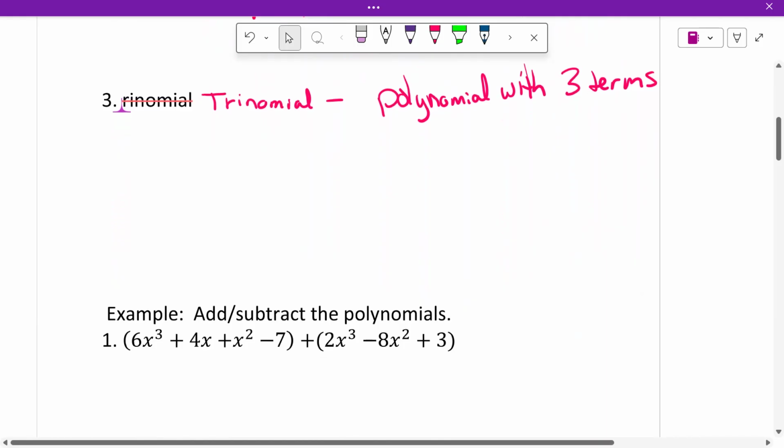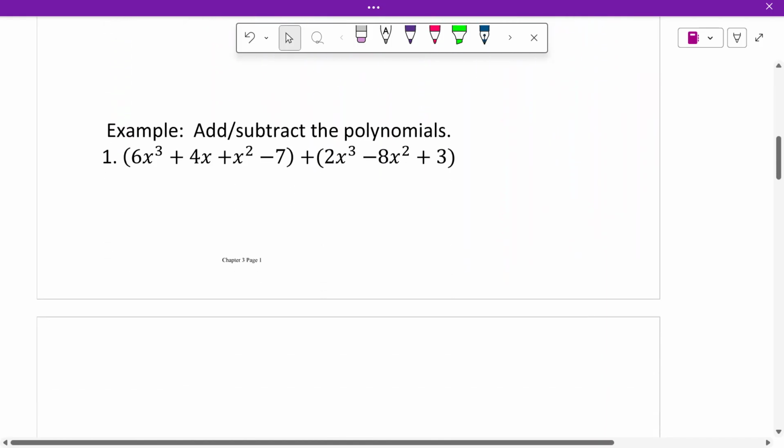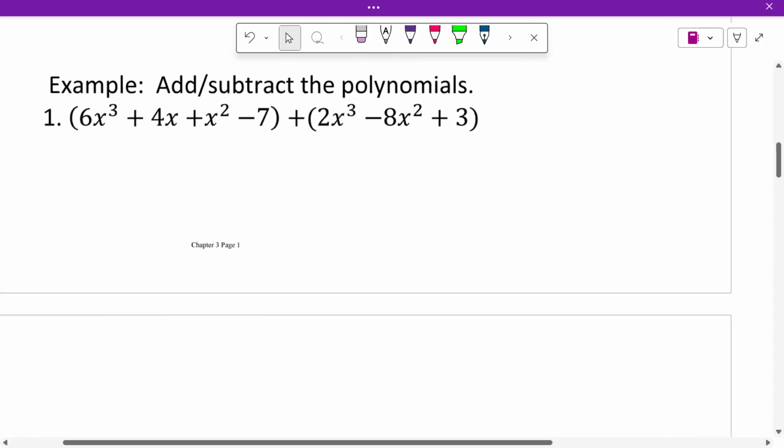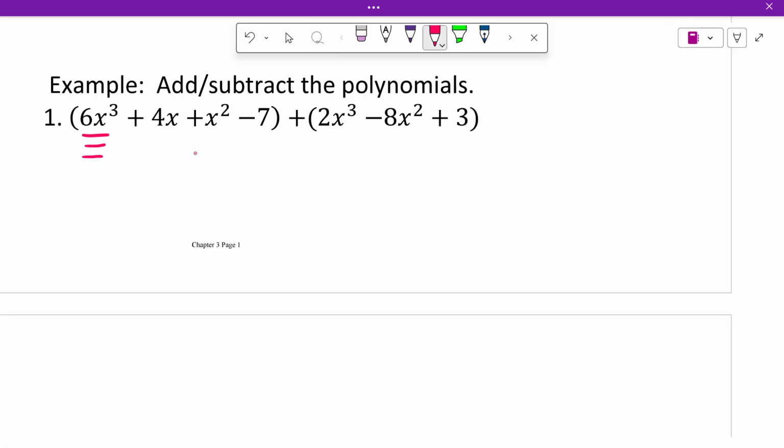Ready? When we're adding and subtracting polynomials, we add and subtract like terms. Like terms are the same variables to the same powers. If you have it to the third power, you find one with the third power. We add them together. 6x to the third plus 2x to the third is 8x to the third. Do not add the exponents. Add only the coefficients. Leave the exponents alone.